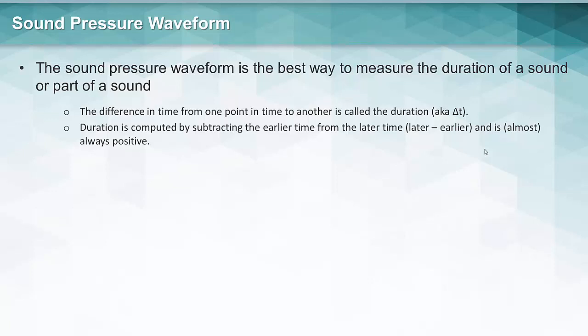To make this measurement, you would subtract the time when the sound starts from the time when it finishes. Like if you work from 4 p.m. until 12, you've worked 8 hours, which is 12 minus 4. Finish minus start. A duration is almost always positive because something can't take place for a negative amount of time.